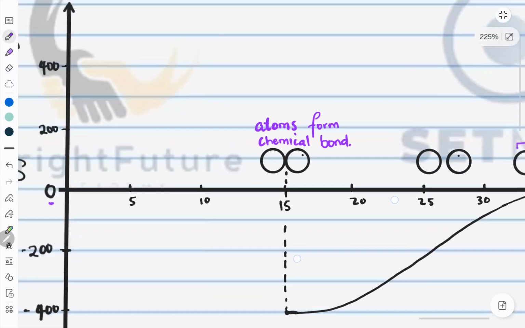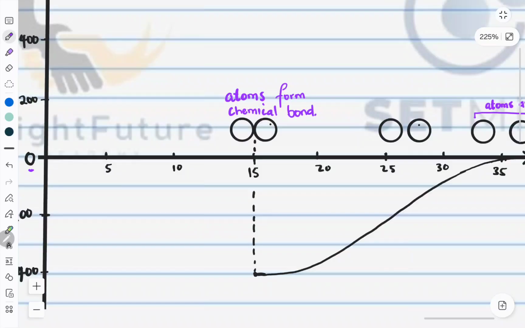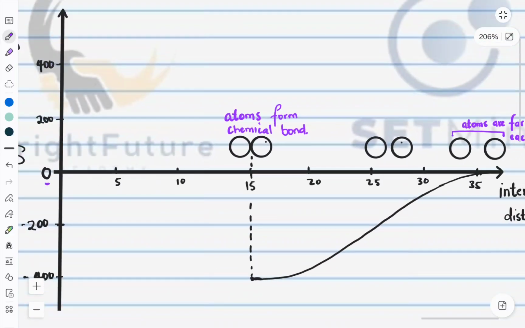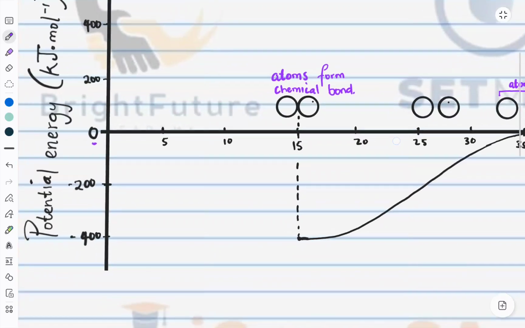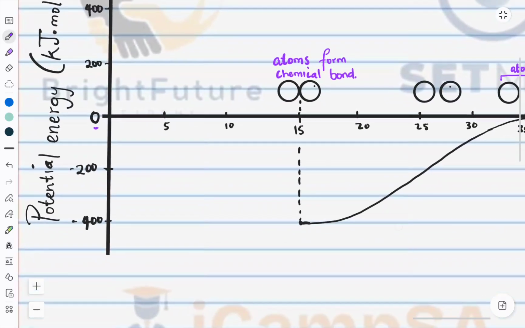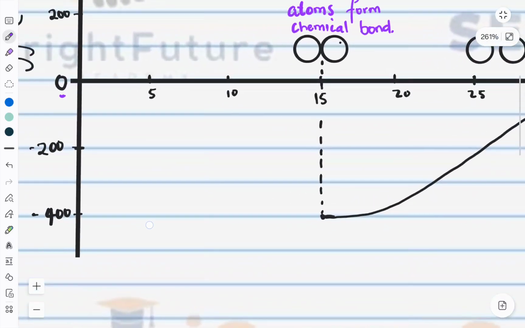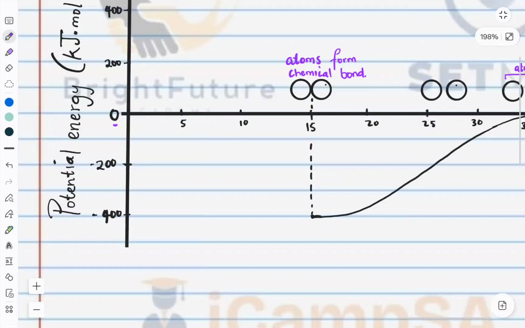All right, so the atoms have formed a chemical bond. At this point, you see that our internuclear distance is lower than where we started, right? Because they are closer to each other now. So at this point where the chemical bond is formed, the potential energy as well would be at a minimum.